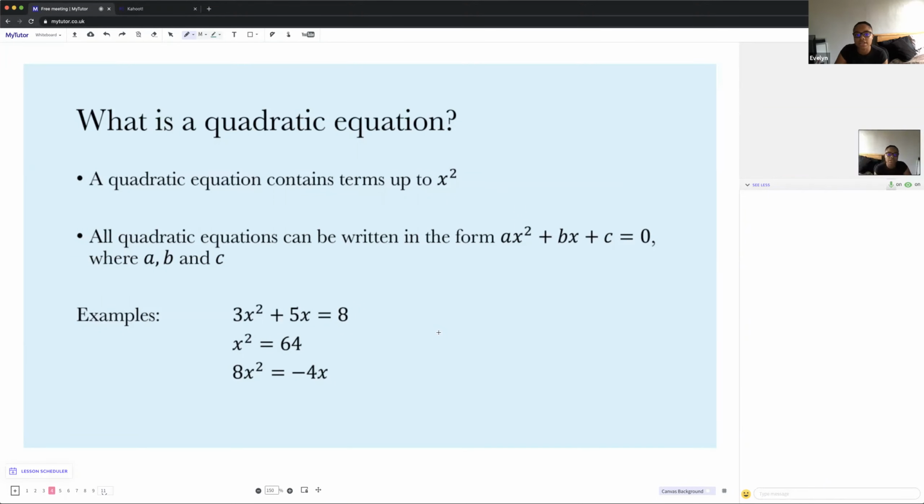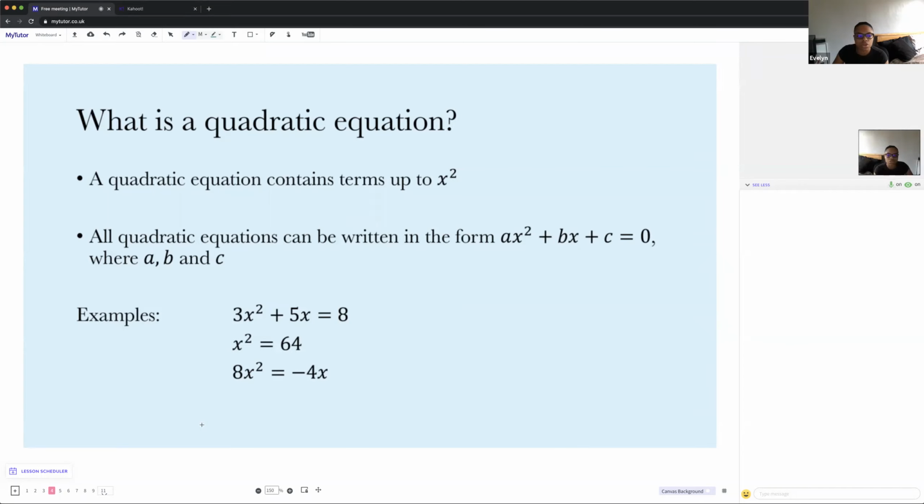So a quadratic equation contains terms up to x squared. So all quadratic equations can be written in the form ax squared plus bx plus c equals 0, where a, b, and c are numbers. Yeah, it should say numbers on the end here. So you could have something like 3x squared plus 5x equals 8. That's a quadratic equation. You've got x squared equals 64 and 8x squared equals minus 4x. So usually any sort of equation with an x squared in there, you can probably see as a quadratic. That's for both foundation and higher papers.